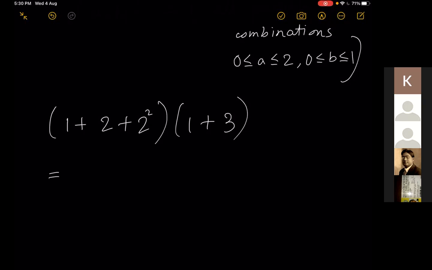1, then again, a second, 1 plus 2. Hello, am I audible? Yeah, you are audible. Okay. 1 plus 2, 1 plus 3, then 2 plus 3 into 2, plus 3 into 2 square.